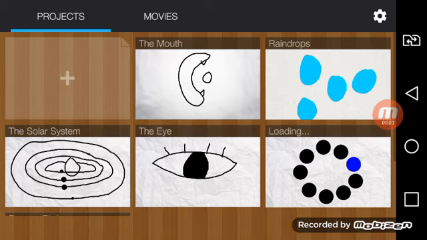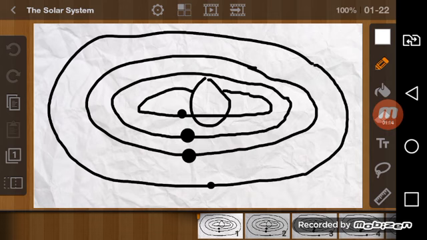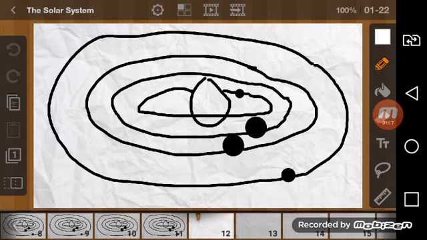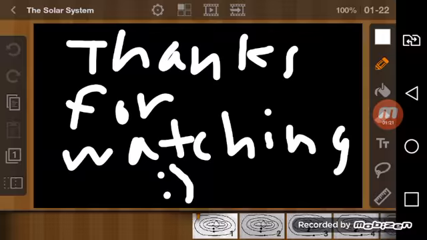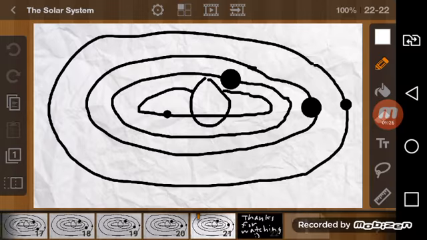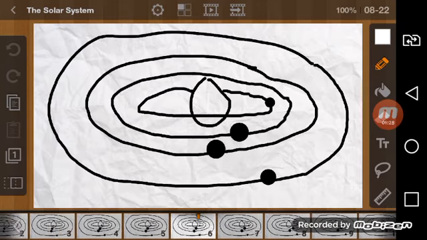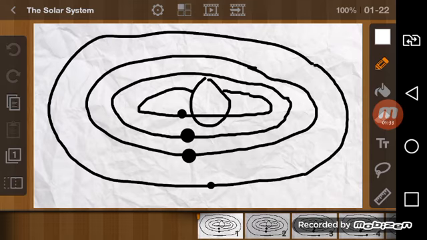The third one is solar system. You like it? Now this is the Mercury, Venus, Earth, Mars, the inner planets.